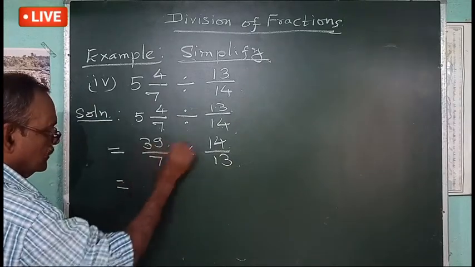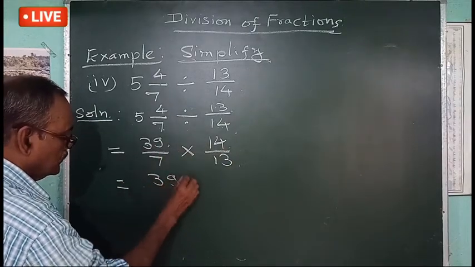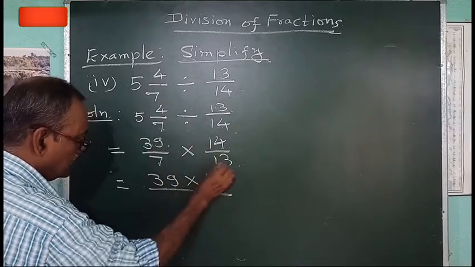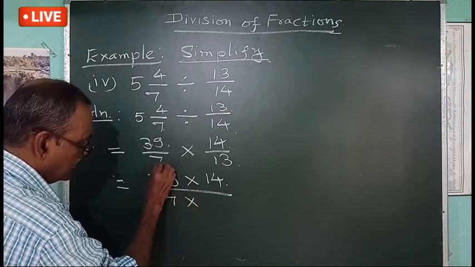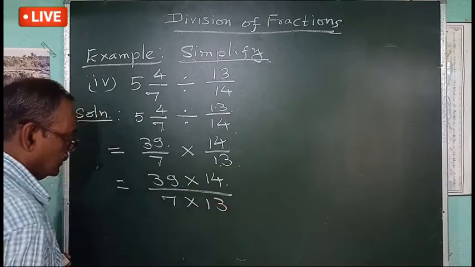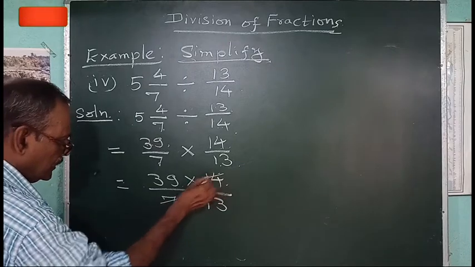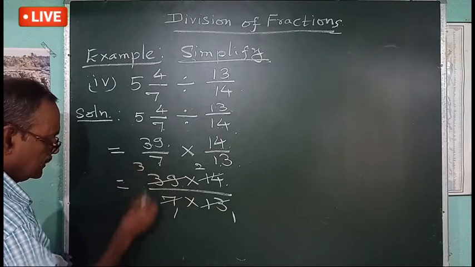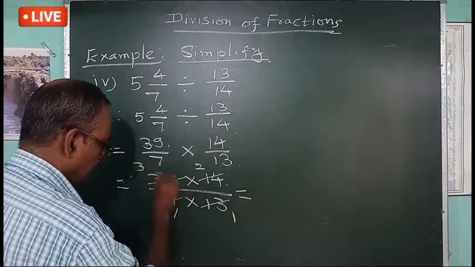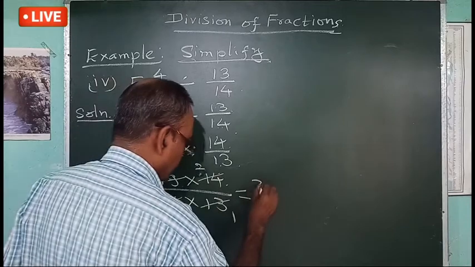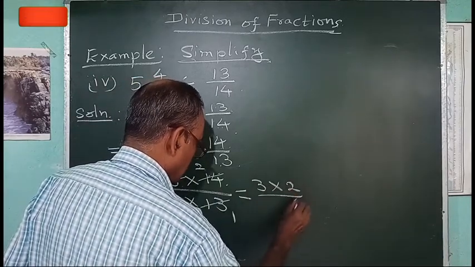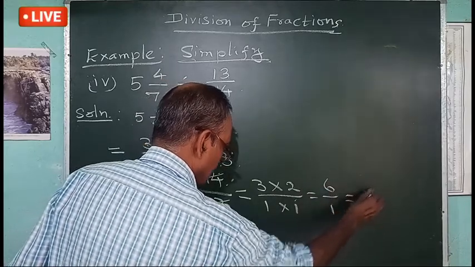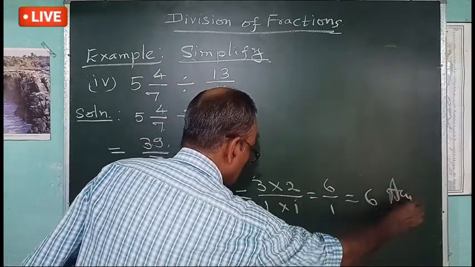Now you multiply numerators 39 into 14 and denominators 7 into 13. You cancel. 7 1s are 7 and 7 2s are 14. 13 1s are 13, 13 3s are 39. So this is 3 into 2 and this is 1 into 1, 6 by 1, which is equal to 6. This is the answer.